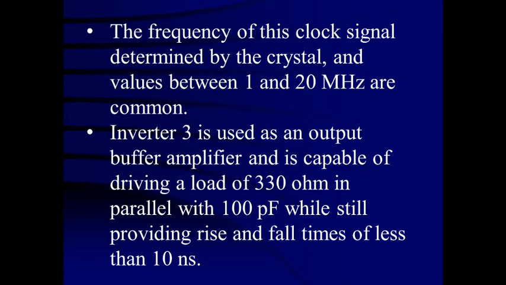Inverter 3 is used as an output buffer amplifier and is capable of driving a load of 330 ohms in parallel with 100 pF while still providing rise and fall times of less than 10 nanoseconds. So, even when connected after the buffer amplifier, which is driving a load of 330 ohms in parallel with 100 pF, the clock waveform will have rise and fall times of less than 10 nanoseconds.